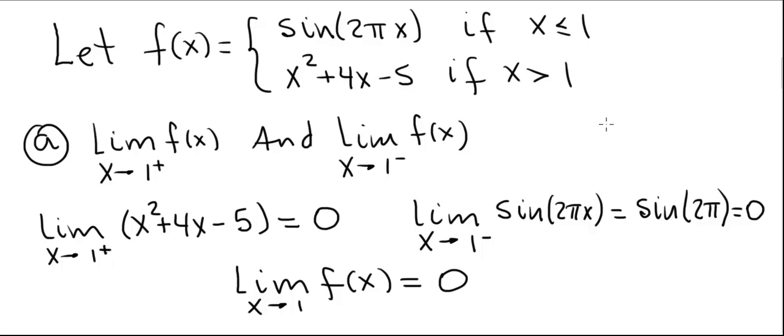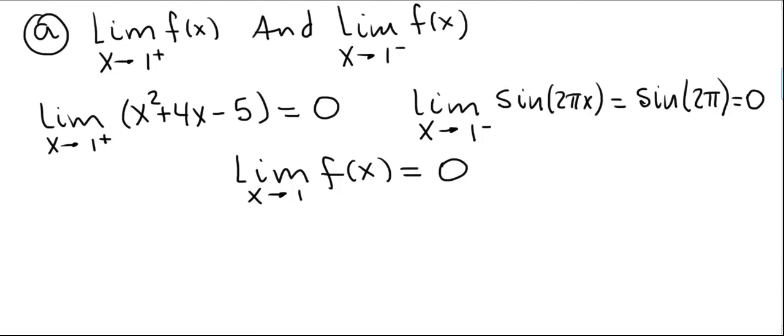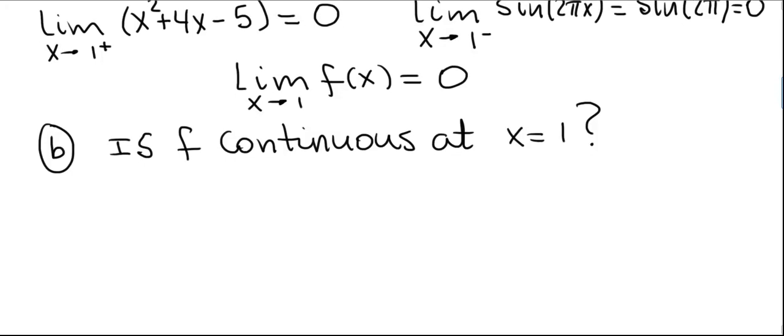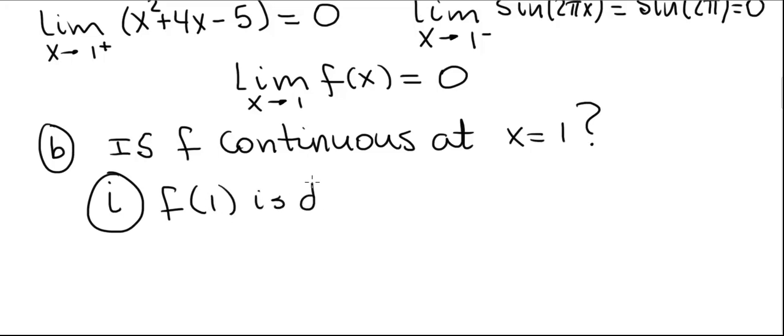Now in part B, the question is: is this function f continuous at x equal to 1? Now let's recall what it means for a function to be continuous at any value, and particularly at x equals 1. Number 1, f of 1 must be defined. If it's not, the function is not continuous.